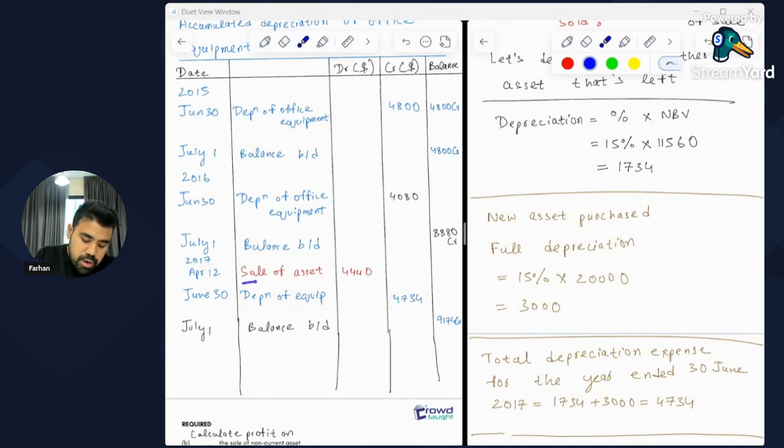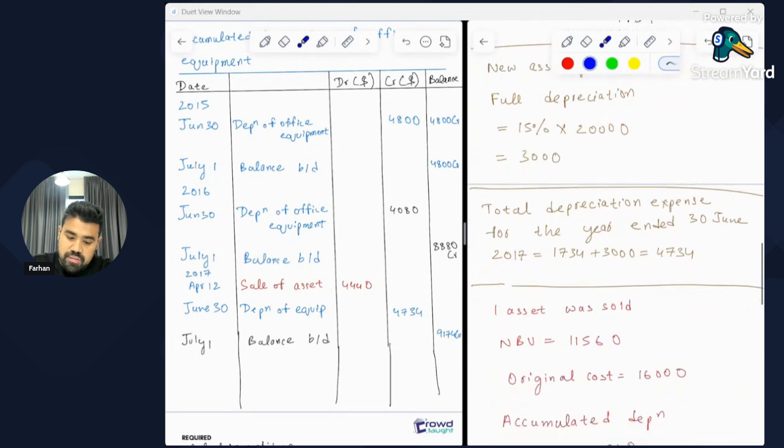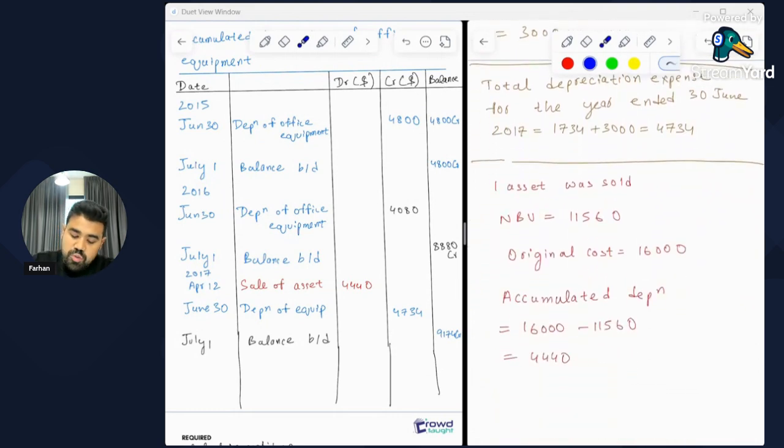Now, what about this number in red? Sale of asset 4,440 on April 12, and that's on the debit side. What does that mean? Let's have a look. One of the assets was sold, we understand. And the net book value for this asset that we had sold was 11,560. Which net book value is this? This is the net book value from 30 June 2016, which is the end of year 2. So at end of year 2, the net book value was 11,560.